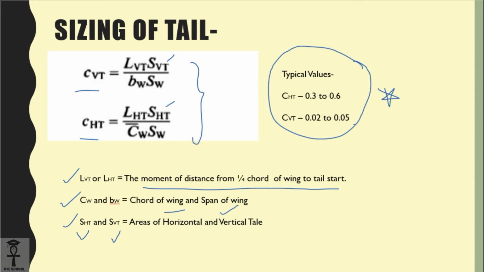Now what's in our hand is either we should fix the tail areas or we should fix the moment arms in order to find out the other one, because we already have typical values for these coefficients. So in our case we are going to fix the moment arms because tail areas are hard to assume, but moment arms we can assume as 3 feet, 0.9 meters, or 4 feet, 1.2 meters, like that.